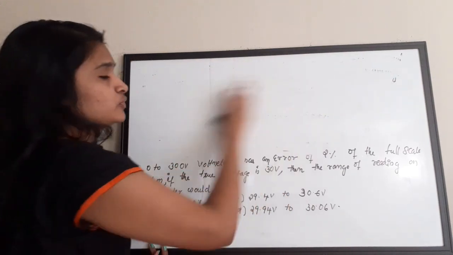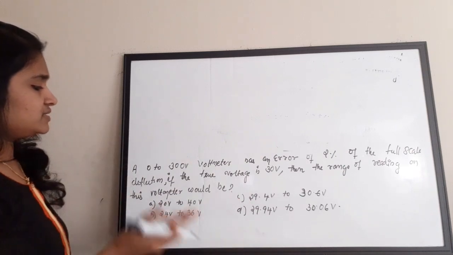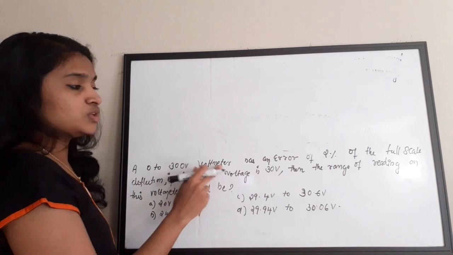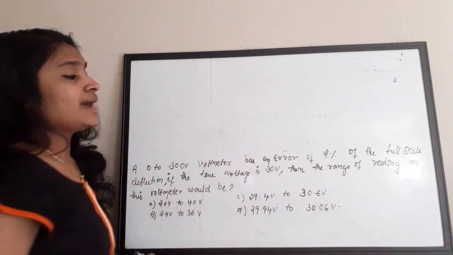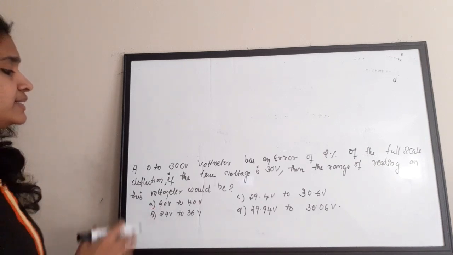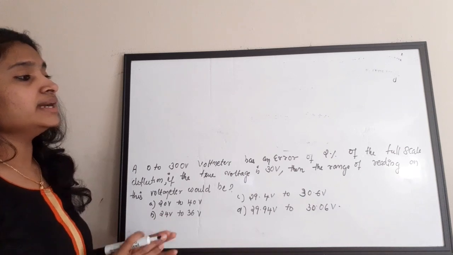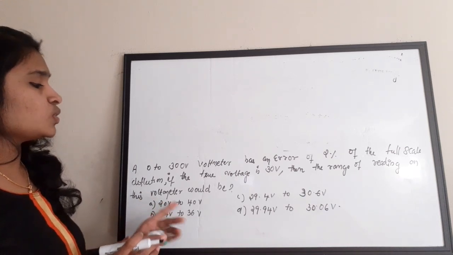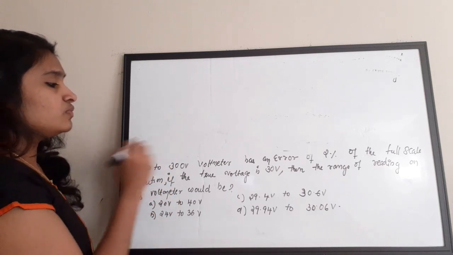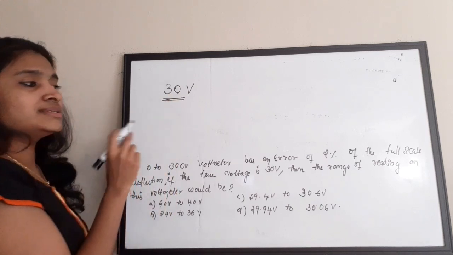So this is one type of question that can come from the error and tolerance session. Next question. A 0 to 300 volt voltmeter has an error of 2% of the full scale deflection. If the true voltage is 30 volt, then the range of reading on this voltmeter would be how much? Okay, so the true voltage is 30 volt.